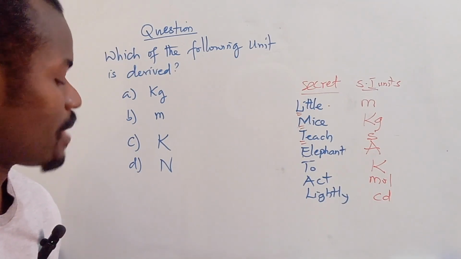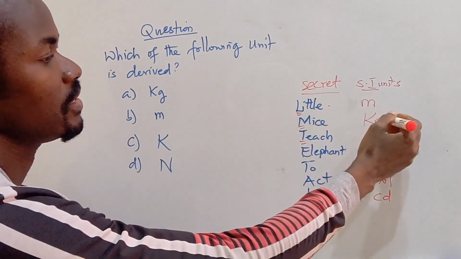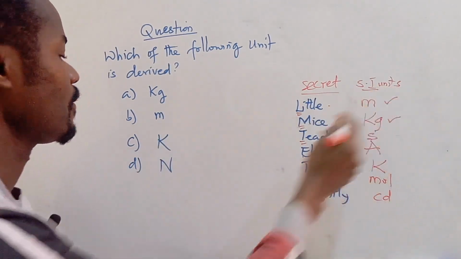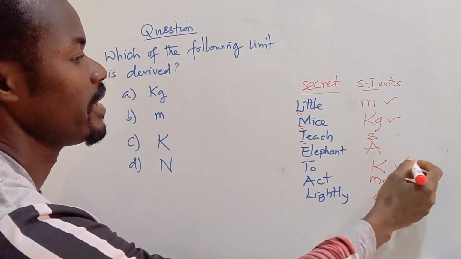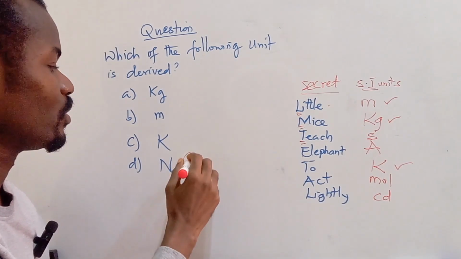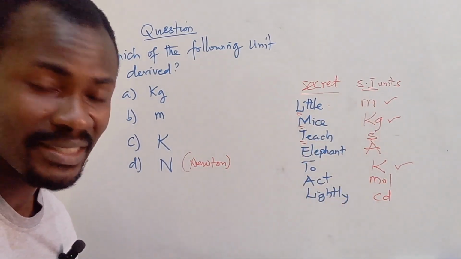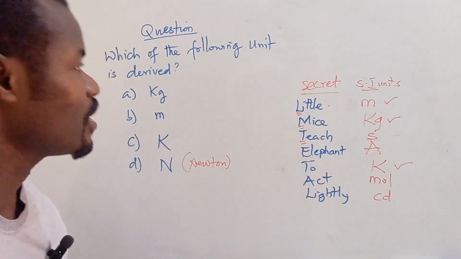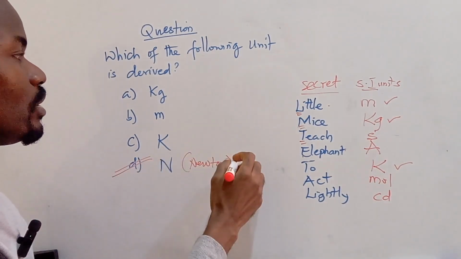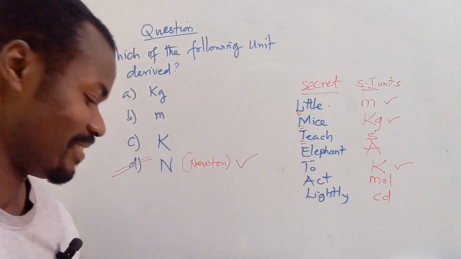Now we can observe that kilogram is here, right? Meter is here. Kelvin is there. Now, N, which is for Newton, is not a fundamental unit. So the correct answer to this problem is D, which is Newton, because Newton is a derived unit.